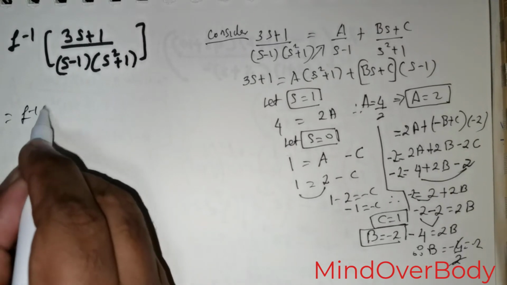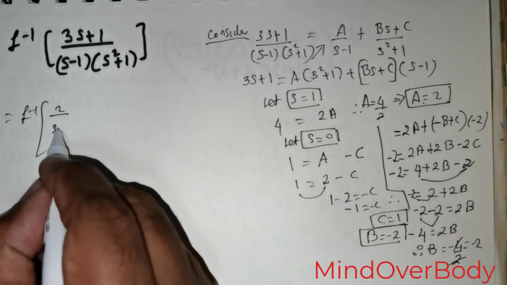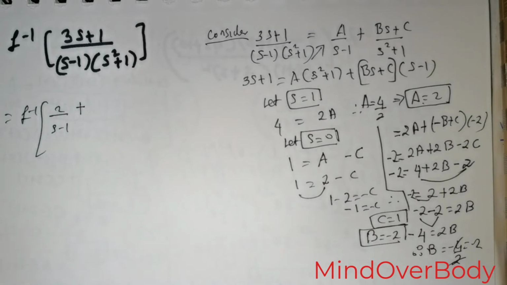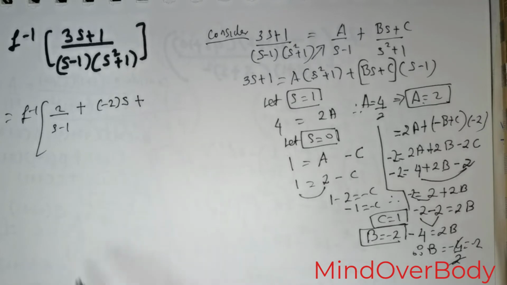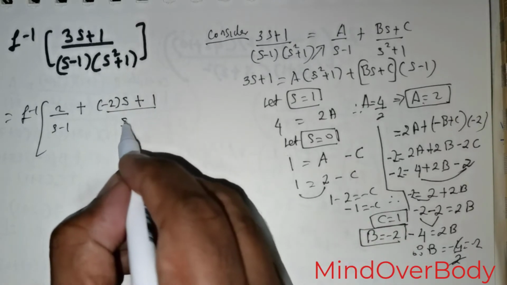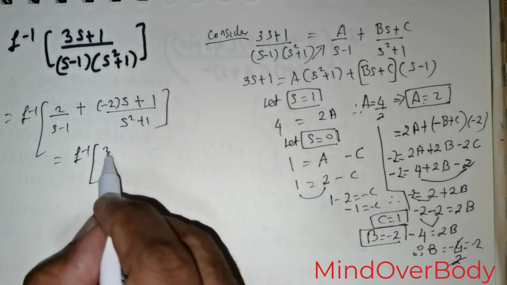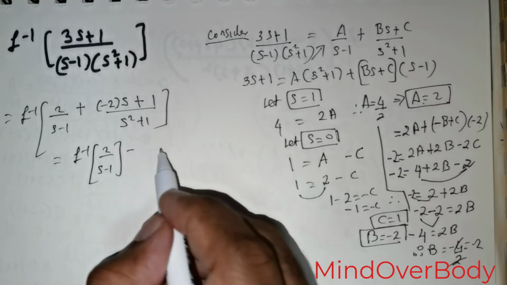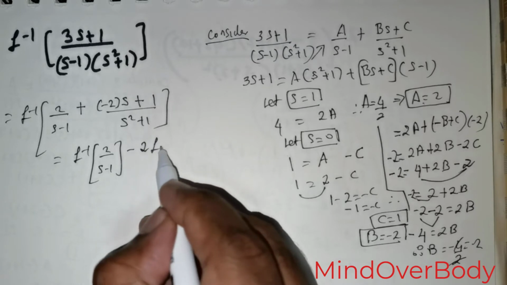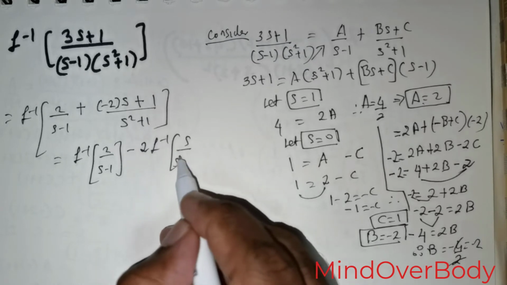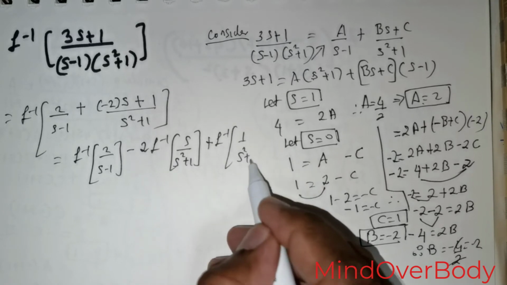So this is equal to L inverse of my A value, which is 2, so it's going to be 2 over S negative 1, followed by my value of B, which is negative 2, negative 2 times S, followed by my C, which is 1, divided by S squared positive 1. I can rewrite this as L inverse of 2 over S negative 1, followed by, I have a negative sign, I can take the negative sign and the 2 out and write this as L inverse of S over S squared positive 1 positive L inverse of 1 over S squared positive 1.